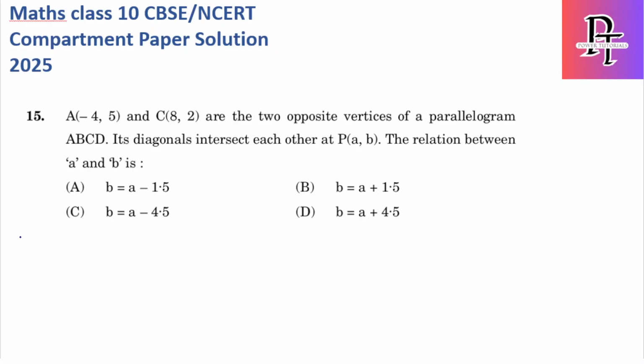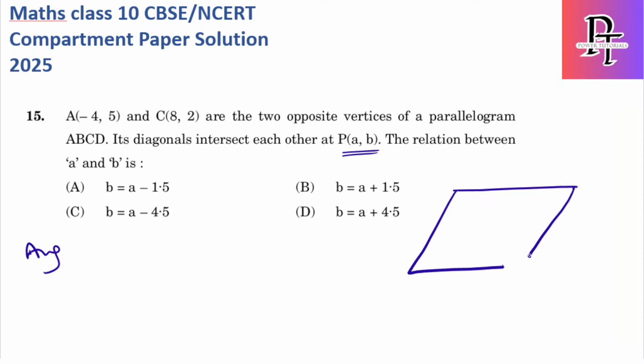15th question. A and C are opposite vertices of a parallelogram ABCD. Its diagonals intersect at point P, which is (a, b). The relation between a and b is. So for a parallelogram, the diagonals always bisect each other. Bisecting each other means it is the midpoint of the line joining the opposite vertices.